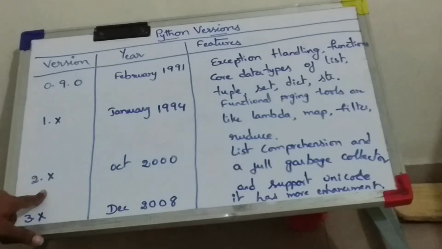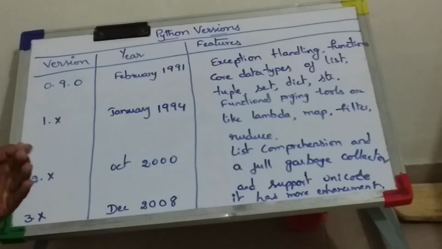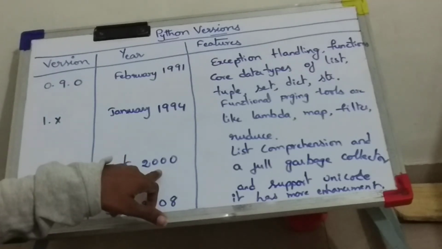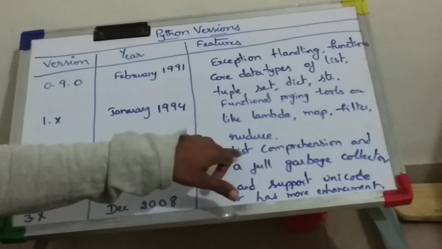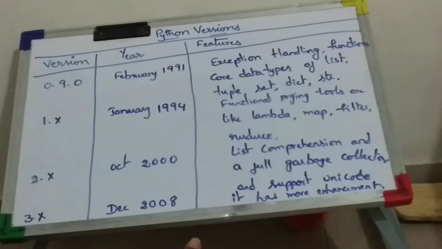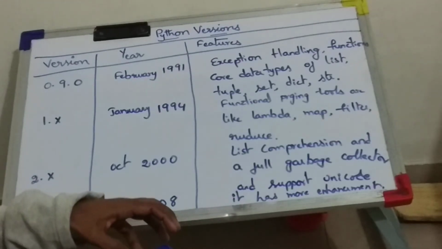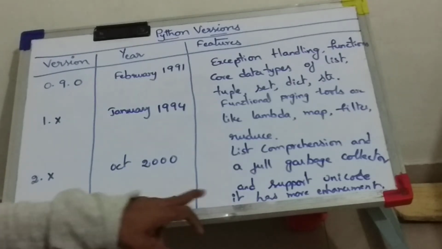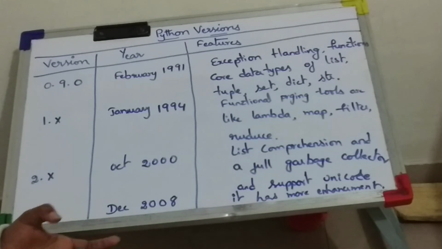The next one is 2.x. 2.x means 2.1, 2.2 and subversions. October 2000 is when it was released. It has list comprehension, a full garbage collector, and support for Unicode. The next version is 3.x, December 2008. It has more enhancements. These are the versions available in Python.